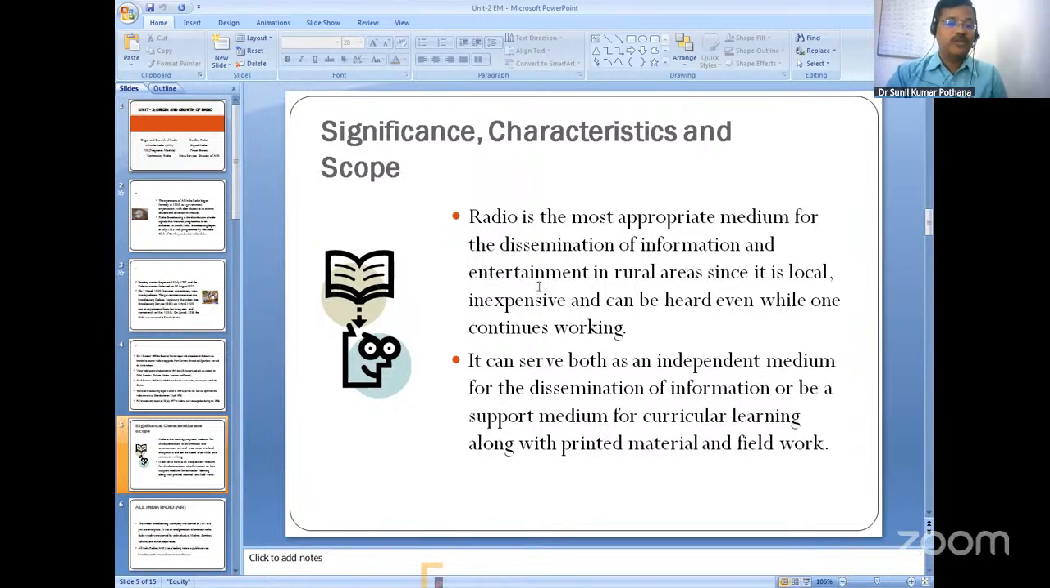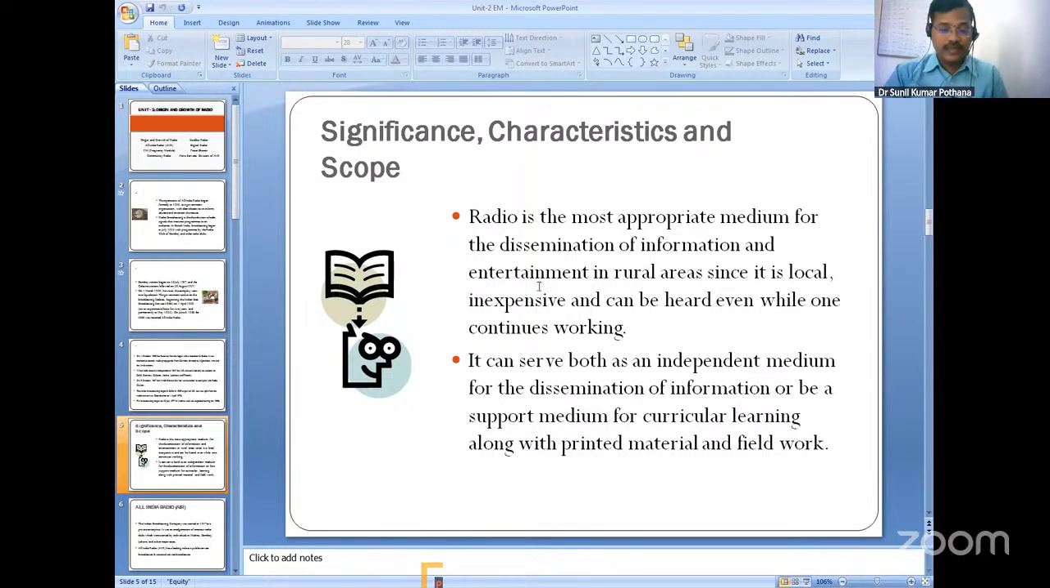It can serve both as an independent medium for the dissemination of information, or be a support medium for curricular learning along with printed material and field work. This is for educational purposes.